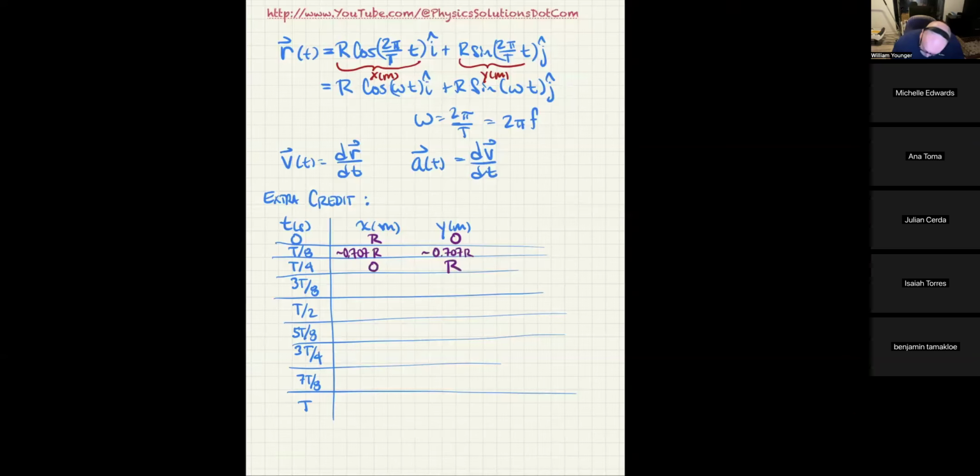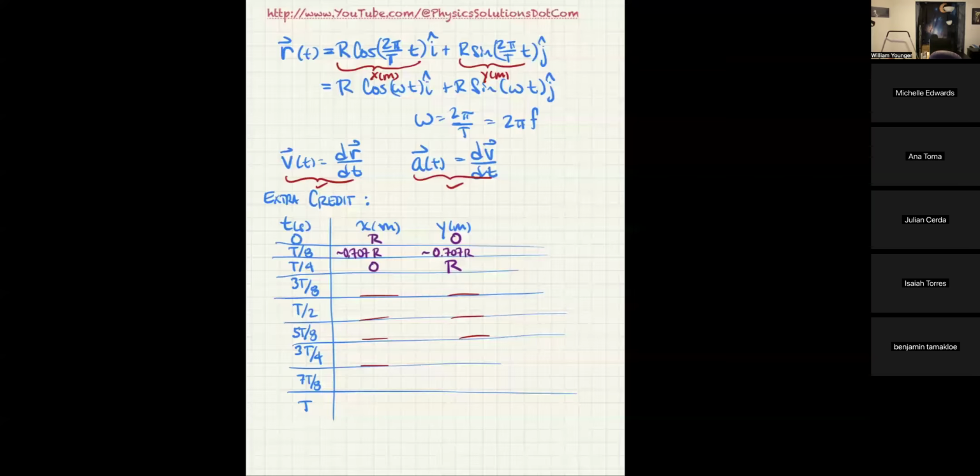So your job is to finish out this table. I gave you the first 3 lines, but you should be able to do that. Then I want you to calculate this, and I want you to calculate this. All these things with the red lines under it are what you're supposed to do. Now you're also supposed to calculate the magnitude of V of t and the magnitude of A of t.